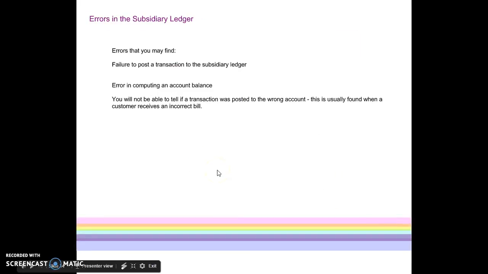Now, if there is an error, errors that you may find: failure to post a transaction to the subsidiary ledger, so double check to make sure everything's been posted correctly. An error in computing an account balance, so it might be something as simple as punching in numbers in a calculator incorrectly. Double check to make sure everything has been calculated correctly. You will not be able to tell if a transaction was posted to the wrong account. This is usually found when a customer receives an incorrect bill. So if we incorrectly charge a customer, they will notify us. We will then take a look through our records, hopefully find the error, address and correct the error, and then send the correct invoice amount.